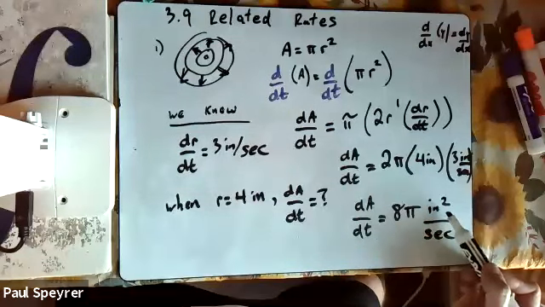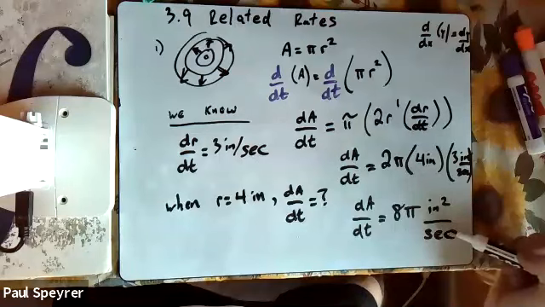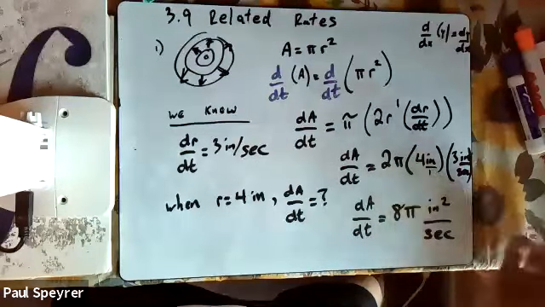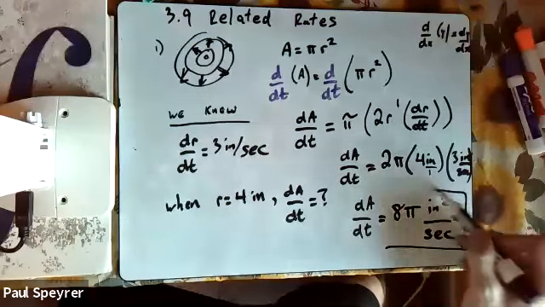Where's the inches squared coming from? What's inches times inches? Inches squared. The bottom is just seconds, right? Like you could say over 1 if you want. So we just bring the seconds along. This would be your final answer right here.